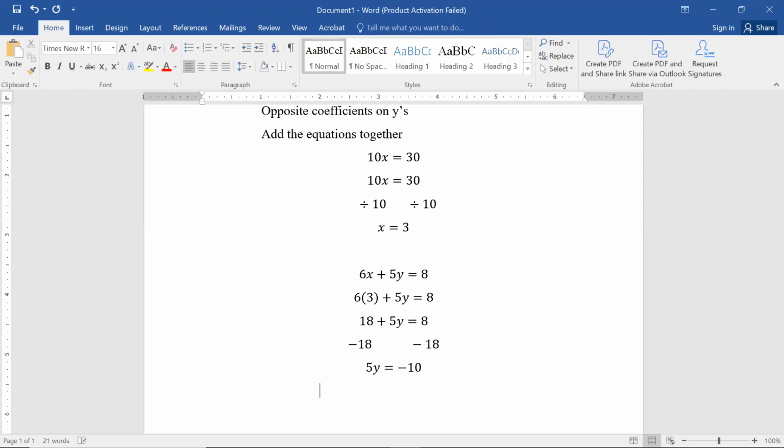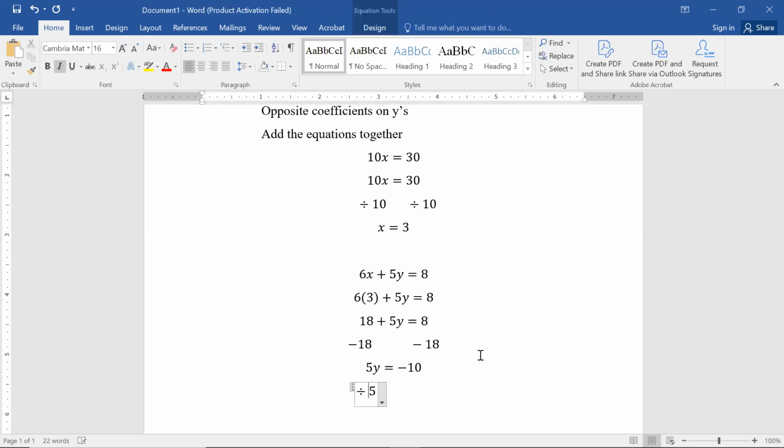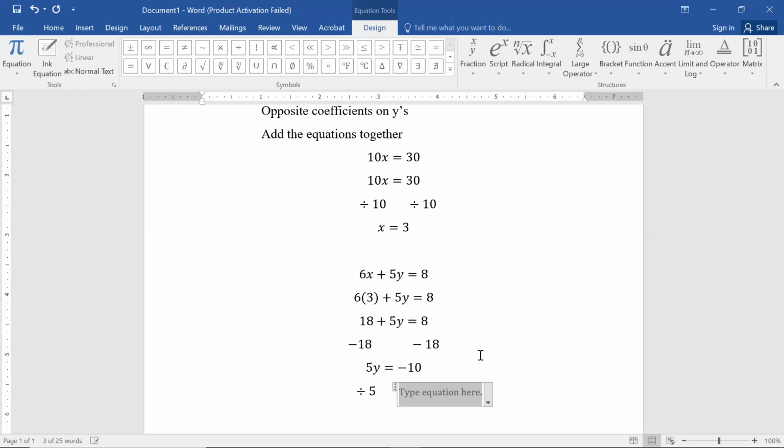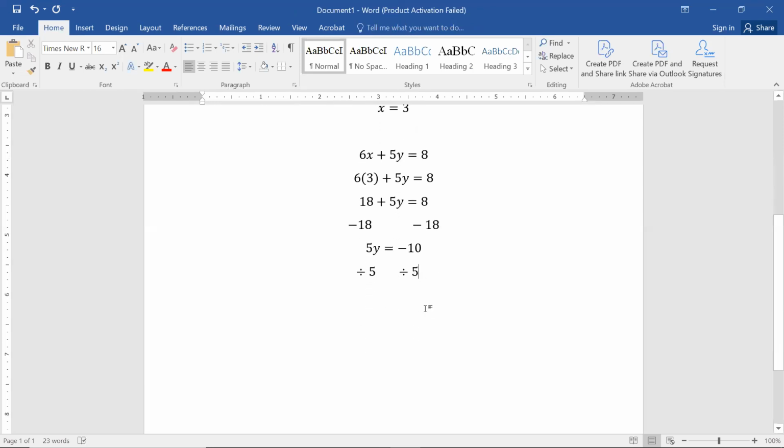And then I divide both sides by 2. Or not by 2, I'm sorry, by 5. So divide the left-hand side by 5, divide the right-hand side by 5. That'll give me y equals negative 2.